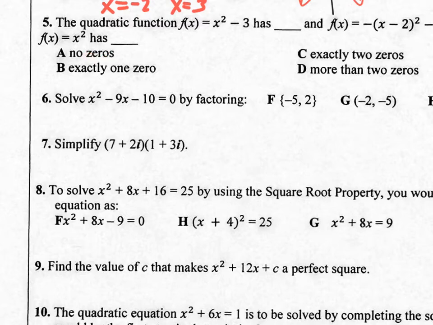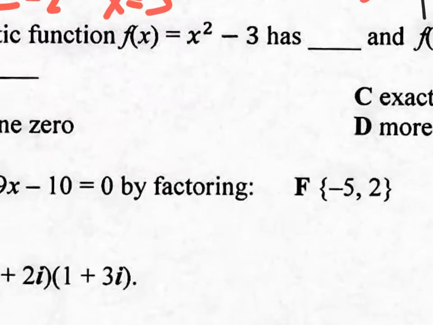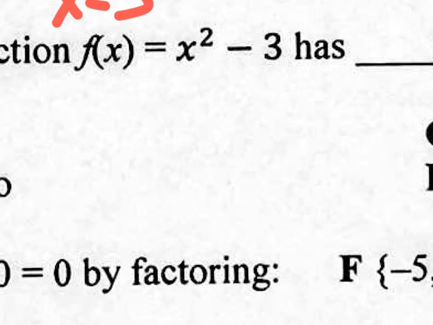That means answers. So does this cross the x-axis? If it doesn't, then it has no zeros. If it touches it at one point, then it has exactly 1 zero. If it touches it at 2 points, if it crosses through the x-axis twice, then it has 2 zeros. More than 2 zeros, I don't know how it would cross more than twice. So let's think about this first one, f of x equals x squared minus 3.